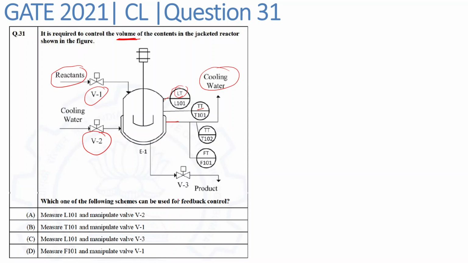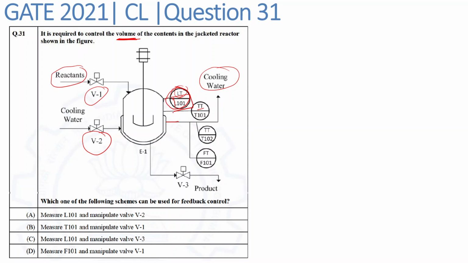Now in the given question, we have to control the volume of the reactor. So in order to control the volume of the reactor, first of all, I need to measure the volume of the reactor. So I will be measuring the volume of the reactor using this level transmitter, that is LT101.